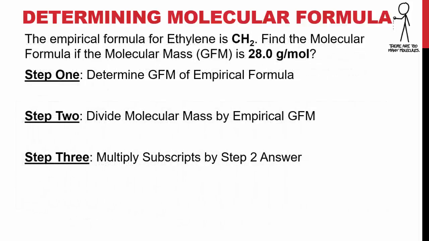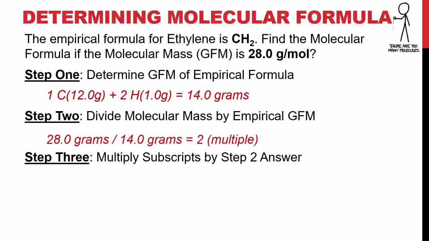The empirical formula for ethylene is CH2. That is our empirical formula, which we could say is step 1. Determine the GFM of our empirical formula. That means you take 1 carbon and 2 hydrogens and you get 14 grams. Step 1 is done. Step 2, divide the molar mass by the GFM of the empirical formula. It says in our problem, find the molecular formula if the molecular mass is 28 grams per mole. That means you take 28 grams and divide it by 14 grams, the molecular mass divided by the GFM, and you get the multiple of 2.